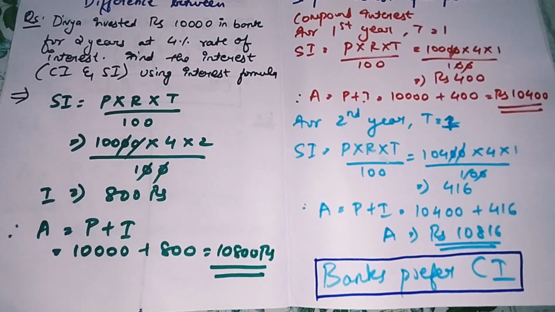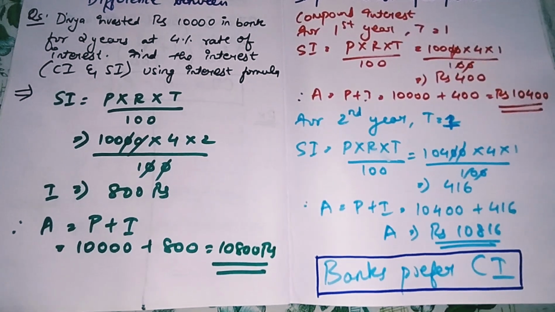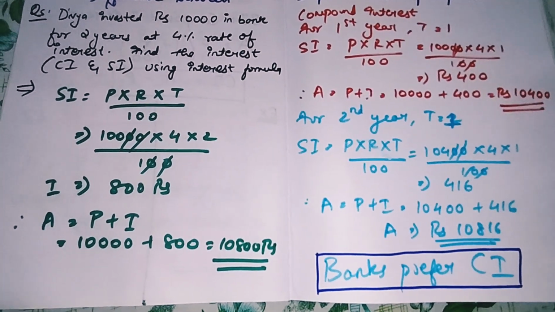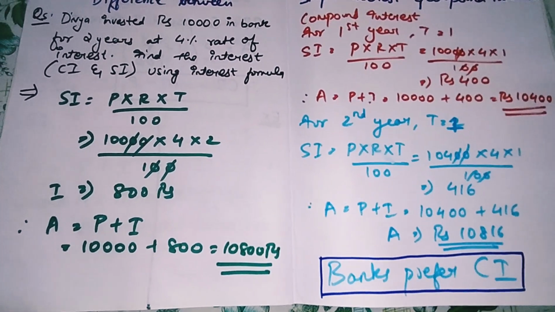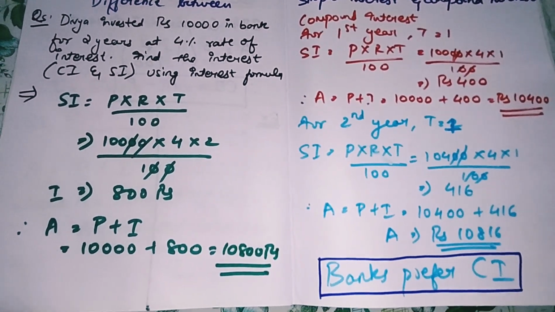Now I need to check what amount I'll get after 2 years. So what I have done is simply P plus I, whatever principal amount I deposited plus the interest. So 10,000 plus 800 is 10,800. This is how we have calculated simple interest.